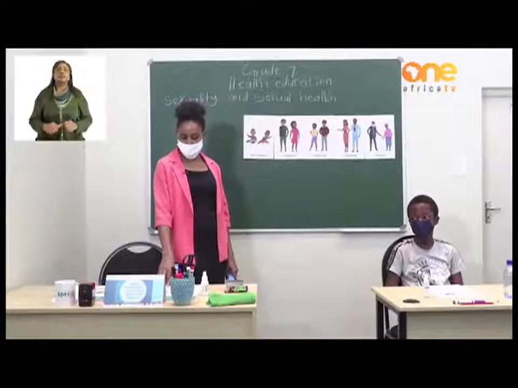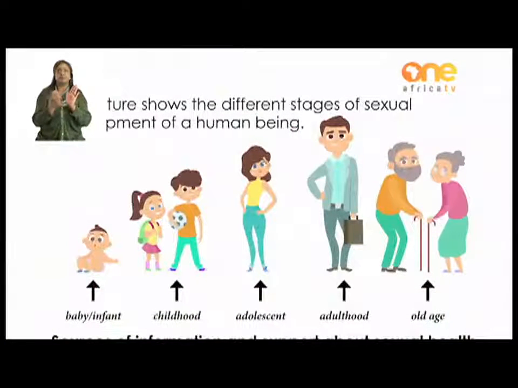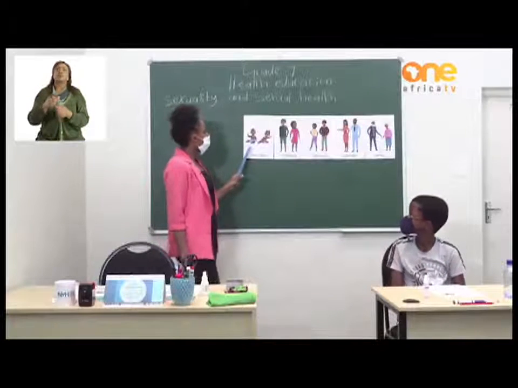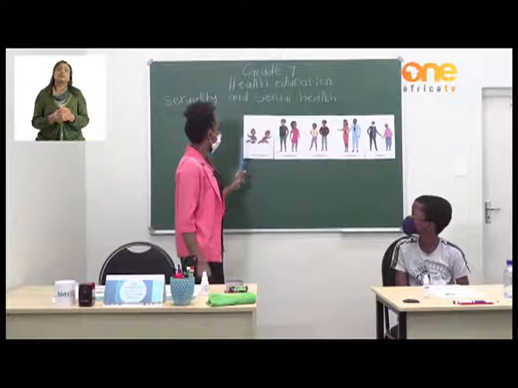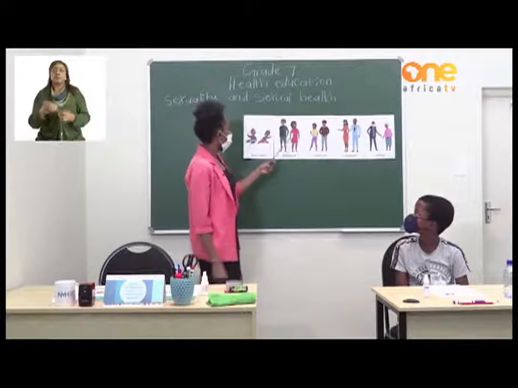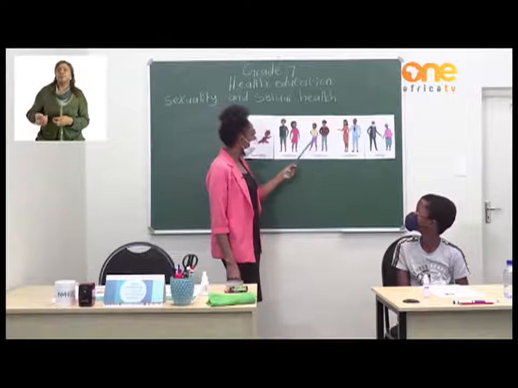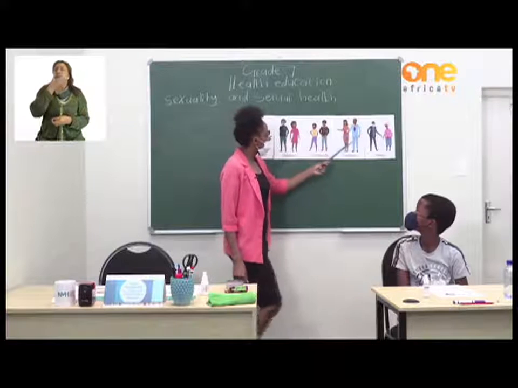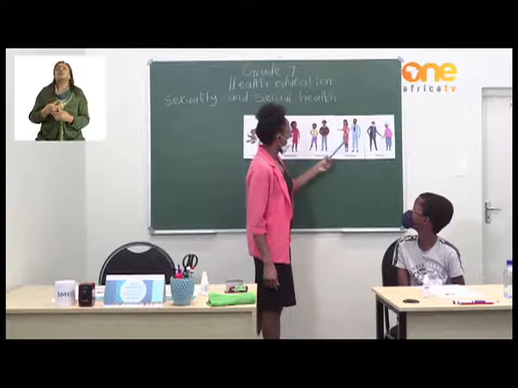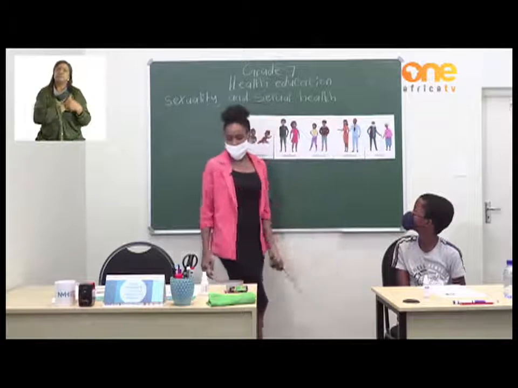Let's turn to page 24, where we have different diagrams or pictures on the stages of the human development. Now, on the chalkboard, we have different stages of sexual development. The first stage is a baby or infant. And then we have the childhood. The next stage is the adolescent. And the next stage will be the adulthood, as you can see. And the last stage is the old age.